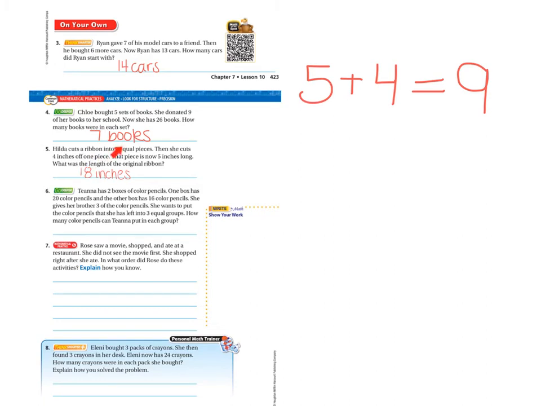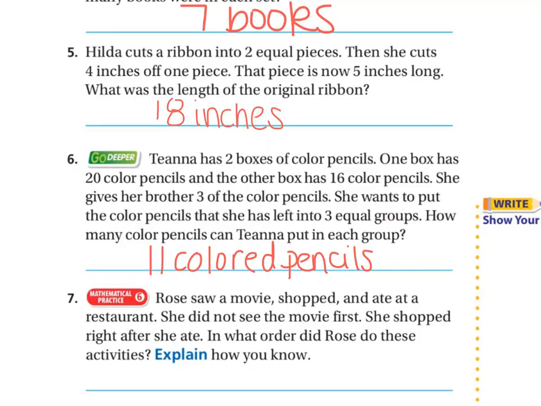Now remember, Hilda had 2 equal pieces. So if they're equal, that means the second piece also has to be 9. So 9 plus 9 equals 18. The original piece of ribbon was 18 inches.